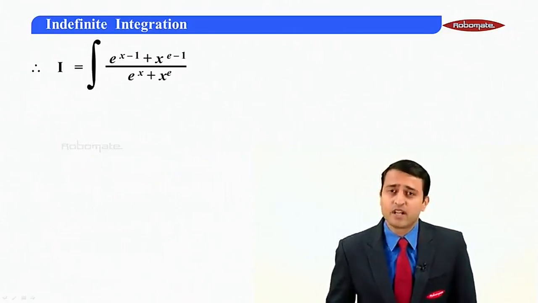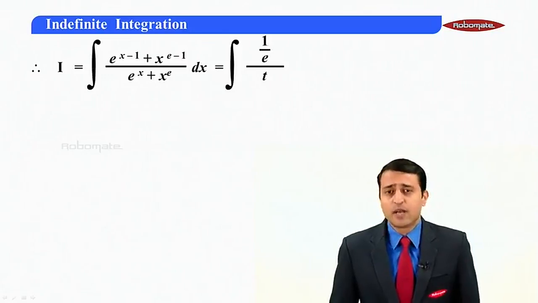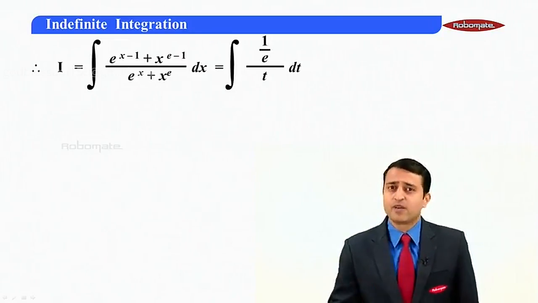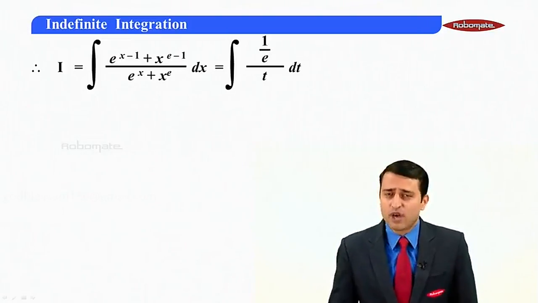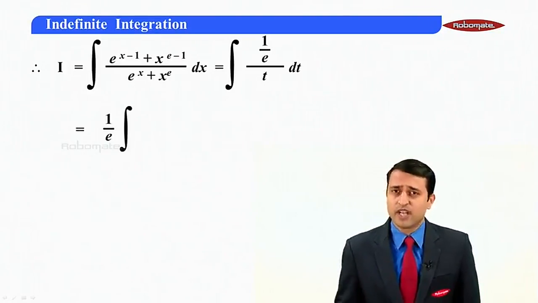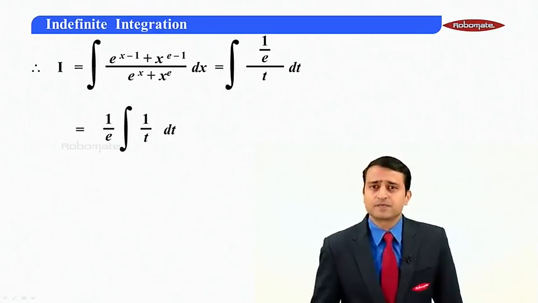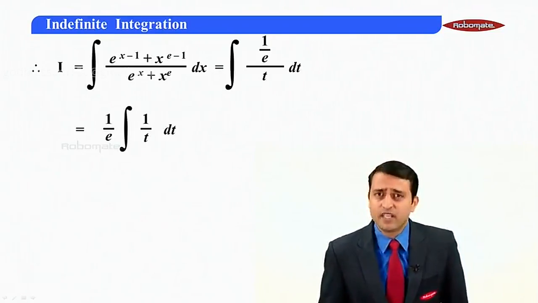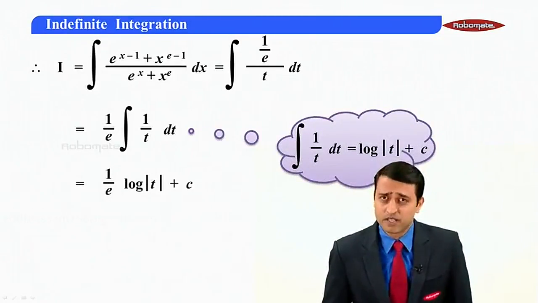So let us give these changes in the integral. And this is the given integral with us. It will become 1 by t into 1 by e dt. That's what we have here: 1 by e upon t dt. Again 1 by e is a constant. So can I take 1 by e outside? Is that okay? What is left is 1 by t dt. Now integral of 1 by t is log mod of t. So can I say it is equal to 1 by e log mod of t plus c?